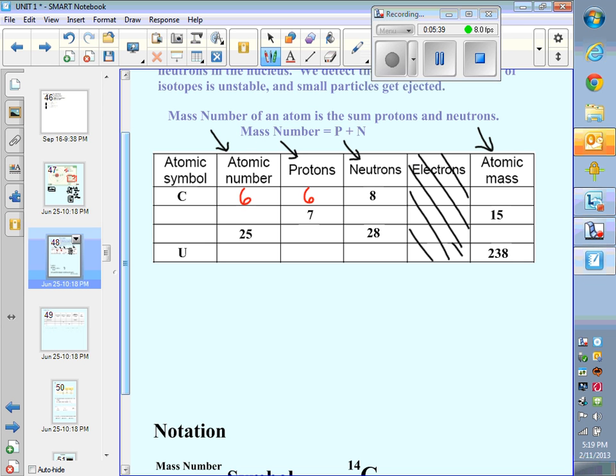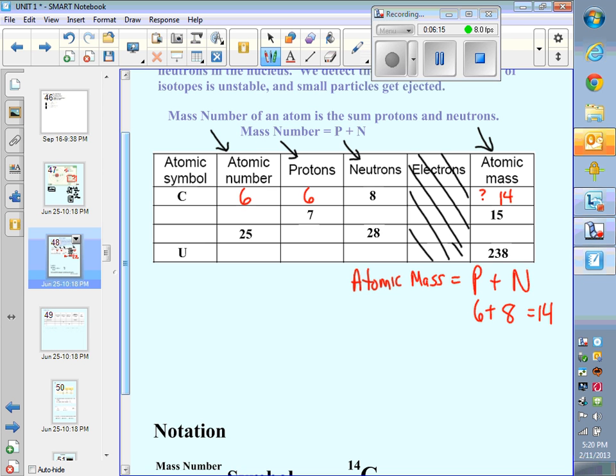What would the atomic mass be? Well, we saw the atomic mass, not the atomic number, but the atomic mass is equal to the number of protons plus neutrons. So your protons plus neutrons would be 6 plus 8 equals 14. So there should be an atomic mass of 14. So that's a particular carbon that has 14 as an atomic mass instead of 12.